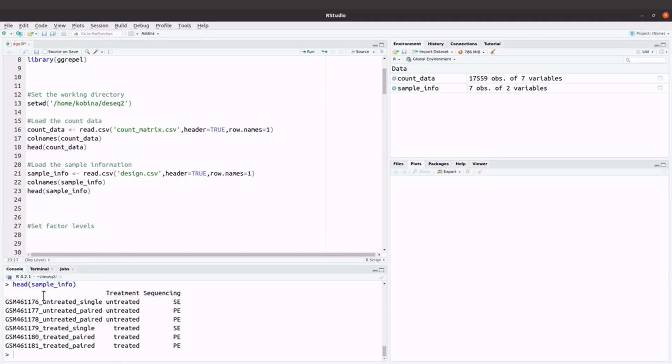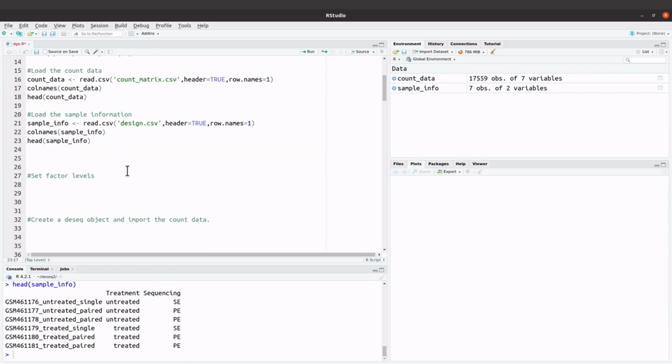So I have them here. So I have my samples, and then I have treatment and sequencing. Now we are going to set factor levels. So when we talk about factors, factors refer to conditions or groups. There may be slightly different definitions if you check other tutorials, but basically it's the same idea.